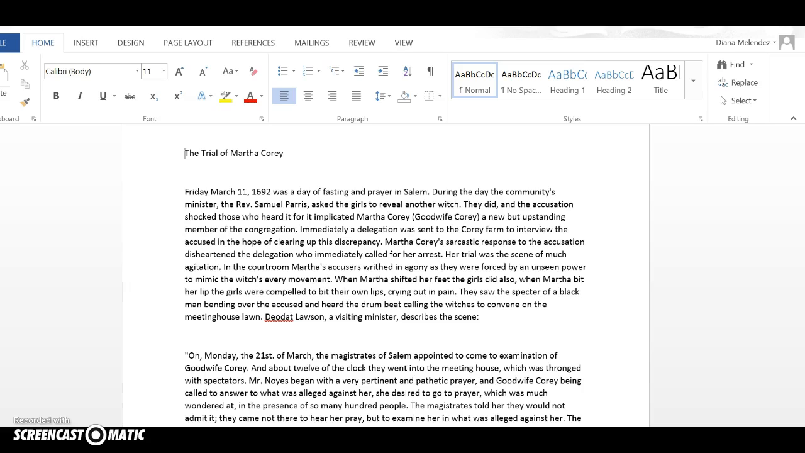And so we're going to look at a text today. This is an excerpt of a trial of one of the women who was accused of witchcraft. And it's written kind of as a story, but it's still nonfiction. Some nonfiction can be written in a way where it's kind of in story form, but it's still nonfiction. It's still something that actually happened.